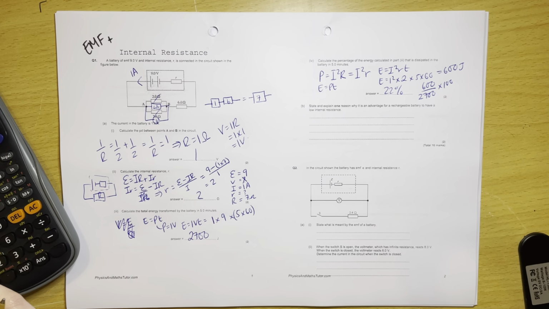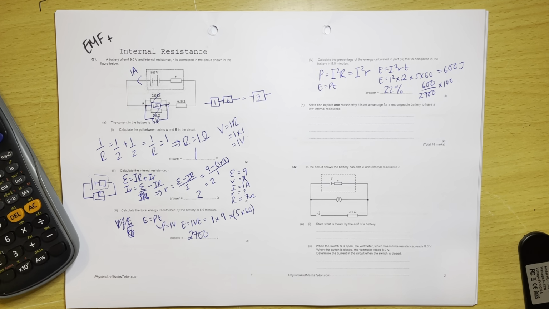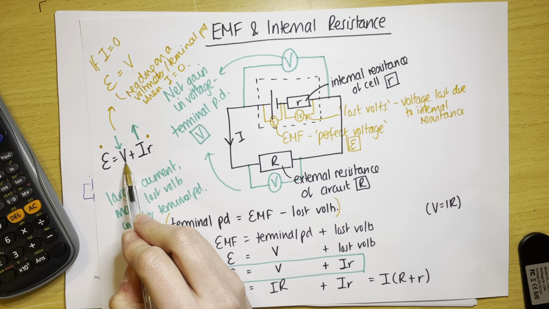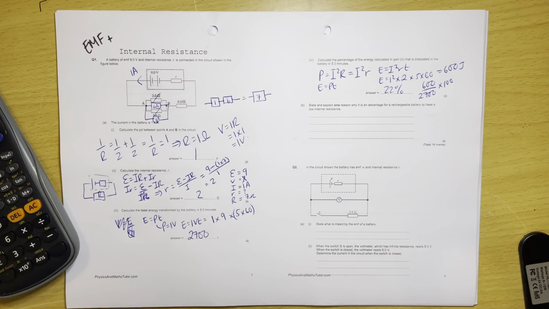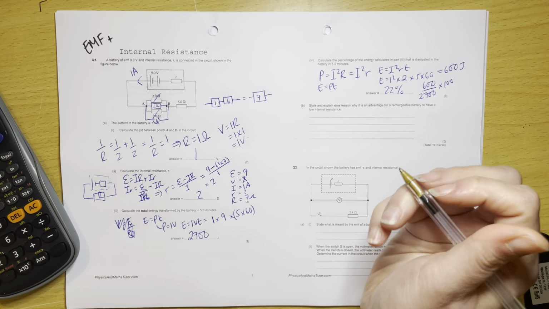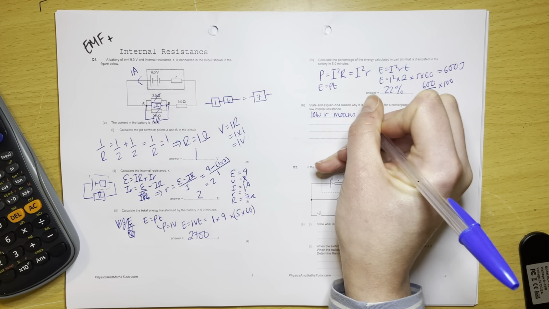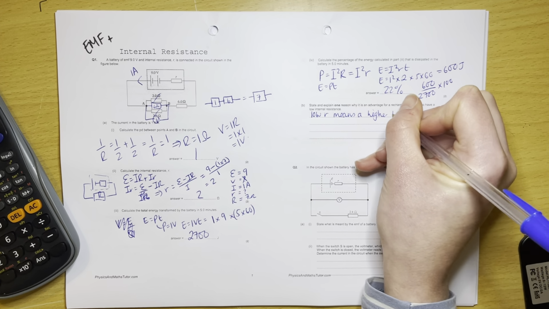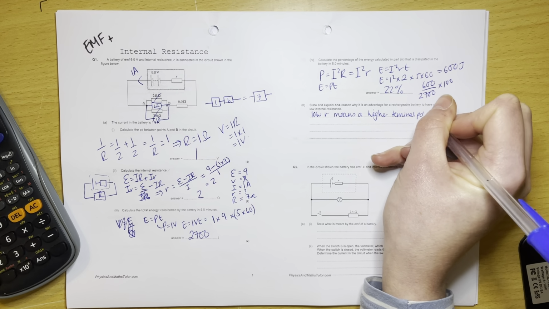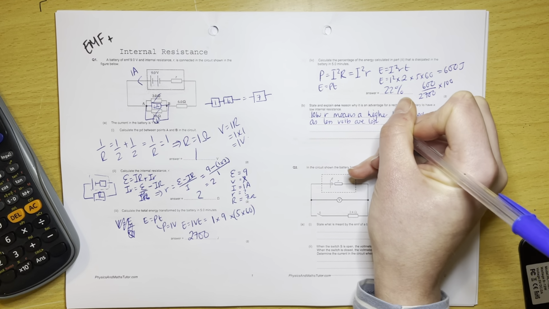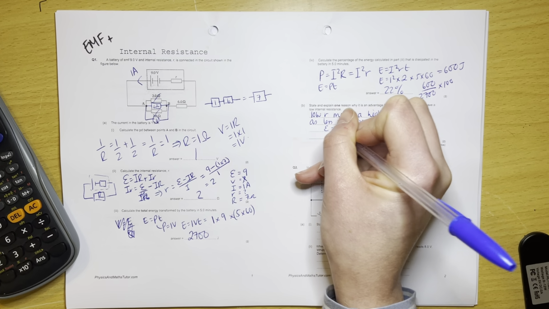State and explain one reason why it's an advantage for a rechargeable battery to have a low internal resistance. Well, we talked about in the previous video that, here we go, we've got this equation. If I have a high internal resistance, then I'm going to have a lower terminal PD, because it's going to have more of an effect the higher the current. So I want to make sure that a low internal resistance means a higher terminal PD, as less volts are lost due to little r, because E equals V plus Ir.